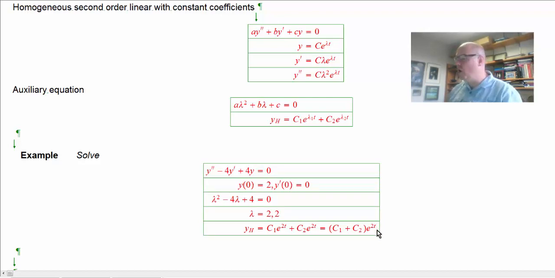Now it looks like I have two constants, but I really don't, because these two constants collapse down into one constant. If I'm trying to have y naught equal to 2, that means c1 plus c2 has to equal 2. If I'm trying to have y prime naught equal 0, that means c1 plus c2 has to equal 0. So the two constants have to add to give me 2 and add to give me 0. I do have two constants in there, it looks like, but I really don't. They collapse down into one constant. So this is a problem, I guess we can say.